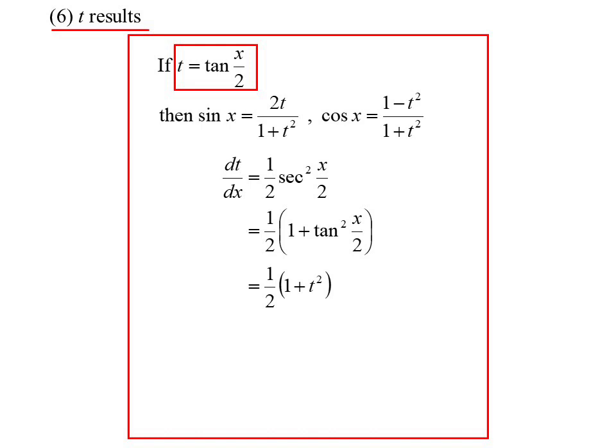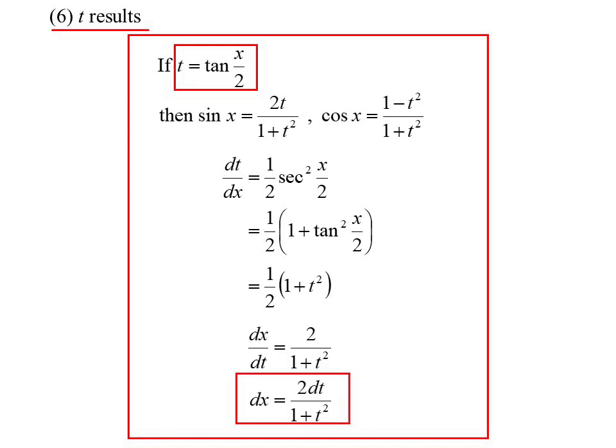The t, dt dx, differentiated with respect to x, I'll get a half of sec squared, which I can write as 1 plus tan squared. But we just said tan of x on 2 is t, so it becomes a half of 1 plus t squared. Play around with that, I get this new t result. It's a t result for dx. It's 2 dt on 1 plus t squared.